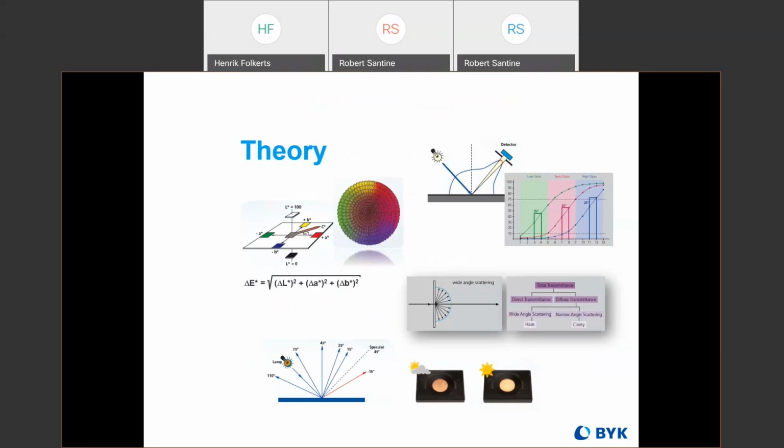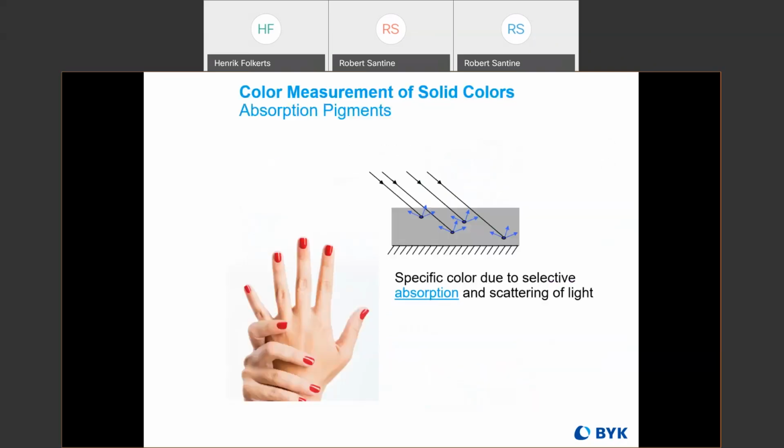So now again, starting with the theory. We refer to objects as solid colors when they only have absorption pigments in them. Absorption pigments are just our normal everyday pigments that give objects their color. They selectively absorb different wavelengths of light. So for example, a blue color is going to reflect lots of the blue wavelengths and absorb most of the other wavelengths. So this is what we refer to as absorption pigments.